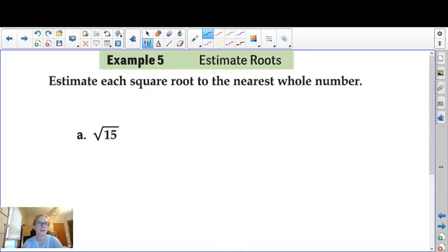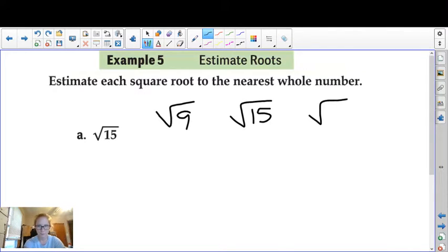Estimating the square root. What we're going to do is find the closest perfect squares. So I know the square root of 9 is perfect. And then I have my 15. 3 times 3 is 9, so 4 times 4 is 16. And that would be my next highest. So I'm going to find the square root of the one lowest and the one highest, and then see which one it's closer to. Well, we agree that 15 is pretty close to 16. And the square root of 16 is 4. So the square root of 15 is about 4.